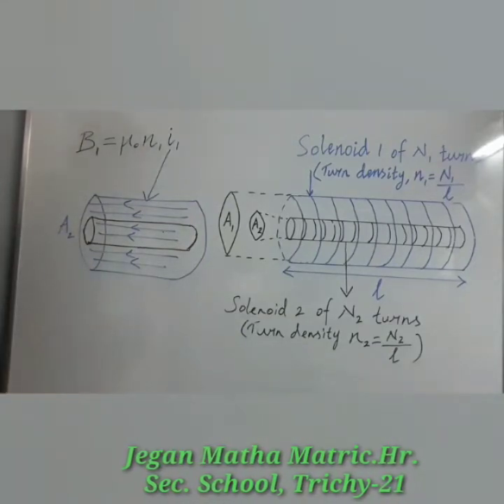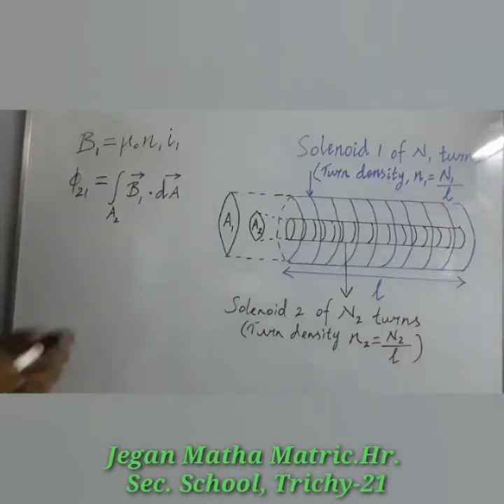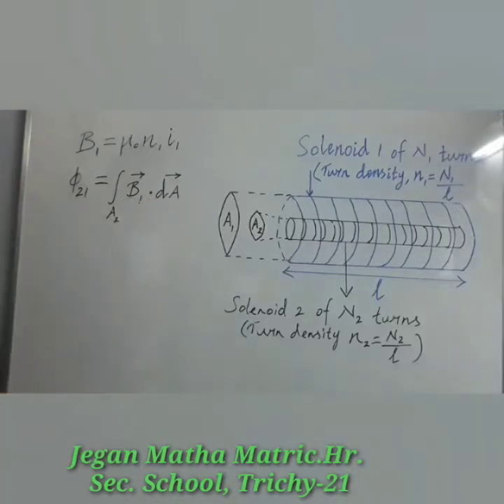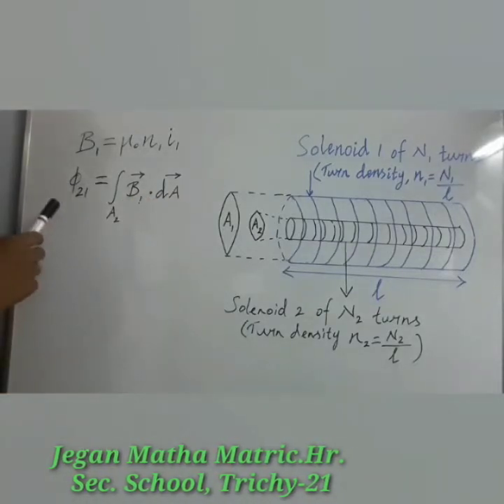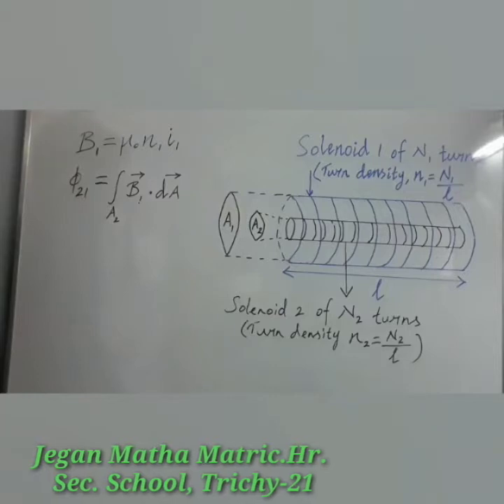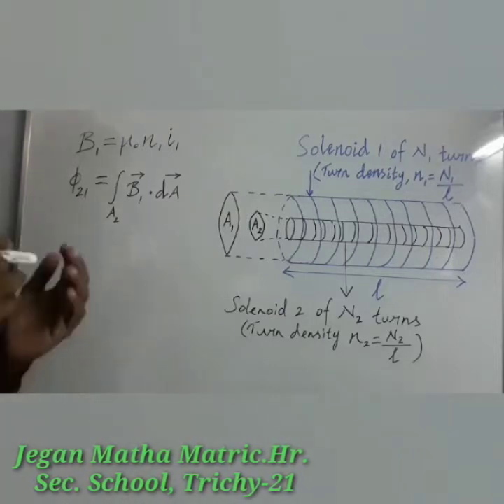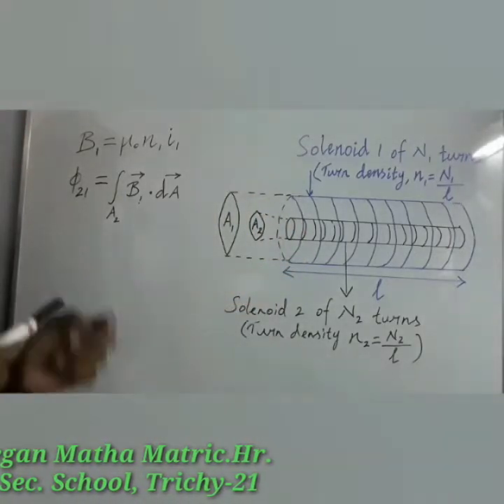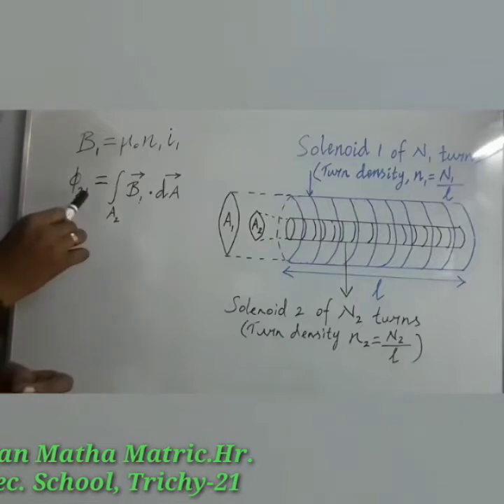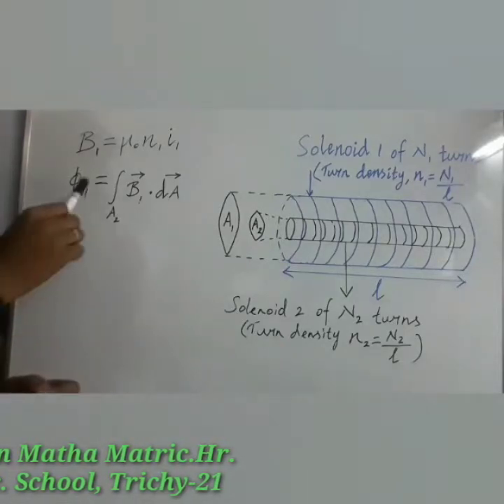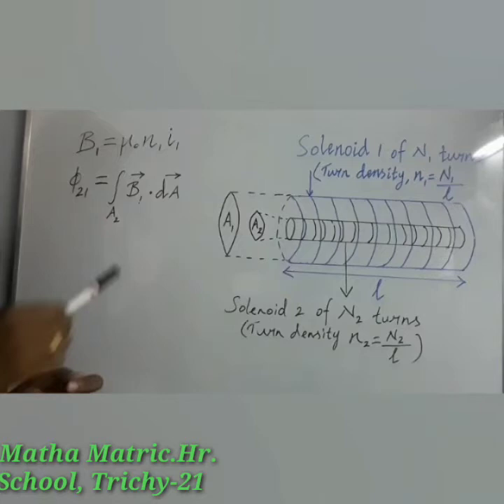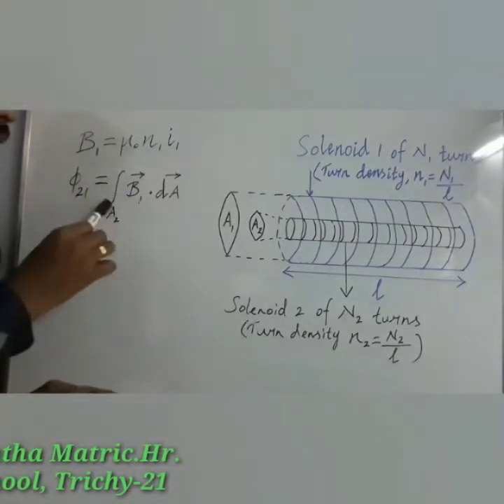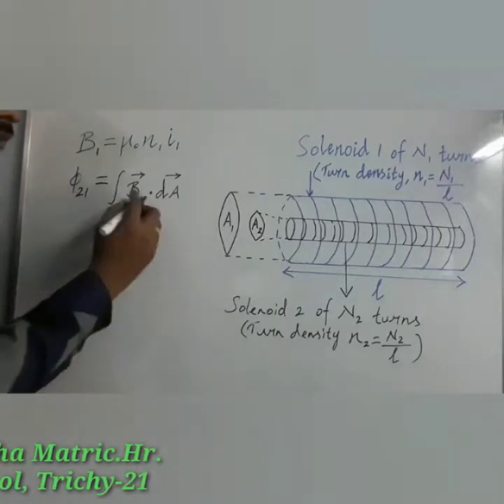So what is the expression for the magnetic flux? Phi 21 is equal to the integral of B1 dot dA. Here I have written phi 21. That means the magnetic flux in the second solenoid due to the current passing through the first solenoid. That is equal to the integral of magnetic field B1 dot area. So you have to integrate to get the complete value. Here we have used the dot product.